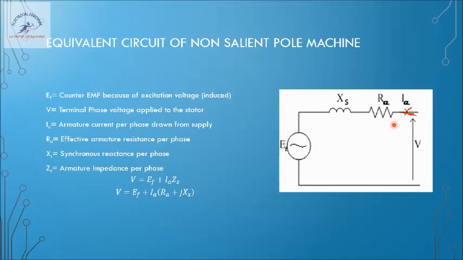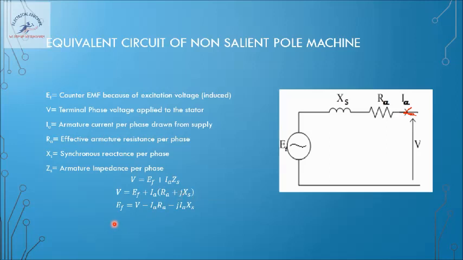Let us split ZS, the overall armature impedance, with respect to the known terms, that is armature resistance and synchronous reactance. We can write ZS as RA plus JXS. This whole equation is not an algebraic equation. It is in vector form, which means it has both direction and magnitude. So we can find the magnitude from this, and also the phase angle.